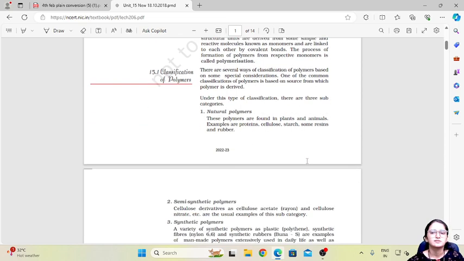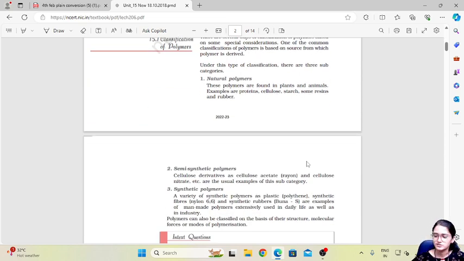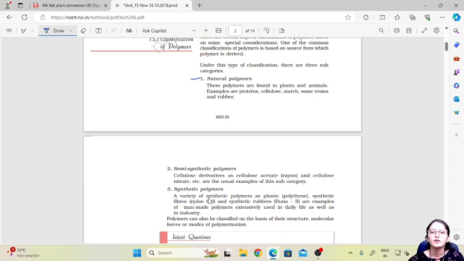Under this classification, we have three subcategories. First we have natural polymers, which occur naturally, then semi-synthetic polymers and synthetic polymers. So we have different types of polymers. Natural polymers are found in plants and animals. Their examples are proteins, cellulose, starch, resins and rubber.